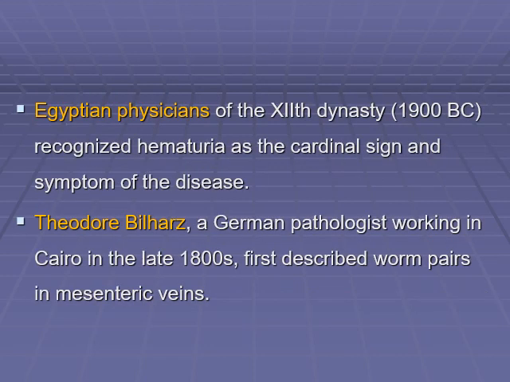So, what about the Egyptians? The Egyptian physicians of the 12th dynasty recognized hematuria as a cardinal sign and symptom of the disease. Theodor Bilharz, a German pathologist working in Cairo in the late 1800s, was the first to describe worms in the mesenteric vein.